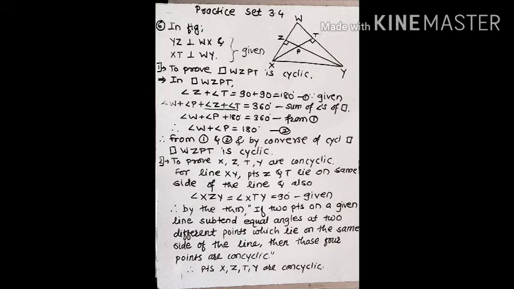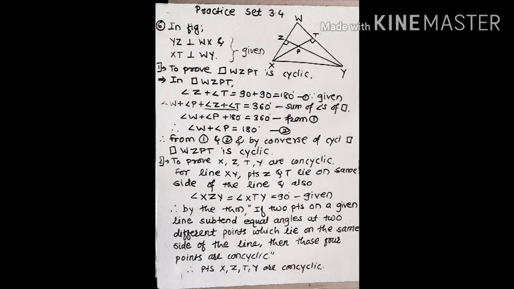Now subtract the sum of Z and T from the total sum of angles of WZPT, that is 360. Then we will get angle W plus angle P is equal to 180. It means both the opposite pairs, angle Z and angle T, and angle W and angle P, are supplementary. That's why by the converse of cyclic quadrilateral, we can say that WZPT is a cyclic quadrilateral. Now second proof, points X, Z, T, Y, we have to show these are concyclic.